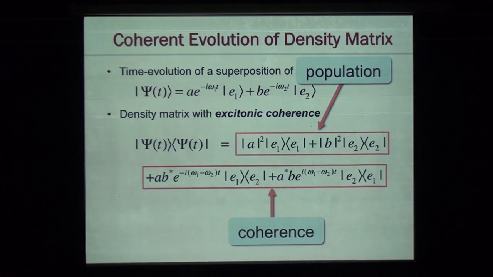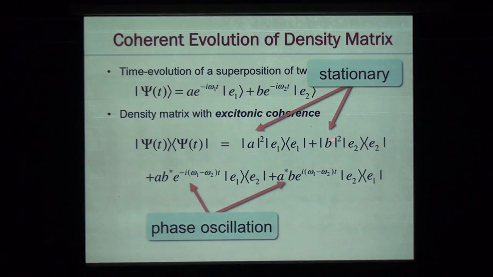So a form of a definition for quantum coherence refers to off-diagonal density matrix elements. Now, this population is stationary. There is no phase evolution, they are stationary states, right? But this coherence has a phase evolution, phase oscillation over there.